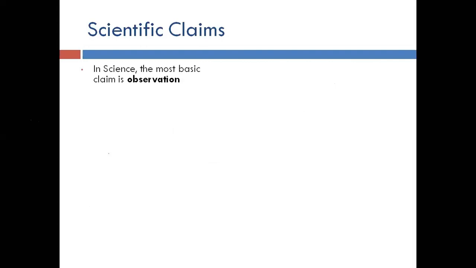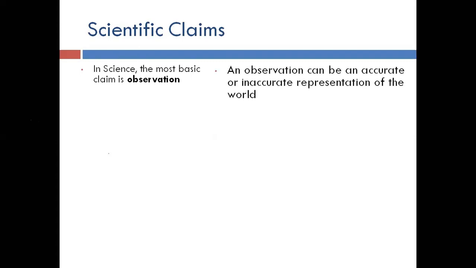Now, next we go to the scientific claims section. The most basic claim is observation, on the basis of which we actually conclude in a scientific method. Well, not casual observation I am talking about. It's a scientific observation. An observation can be an accurate or inaccurate representation of the world. As I said earlier, we are very poor at observing, but we selectively observe.